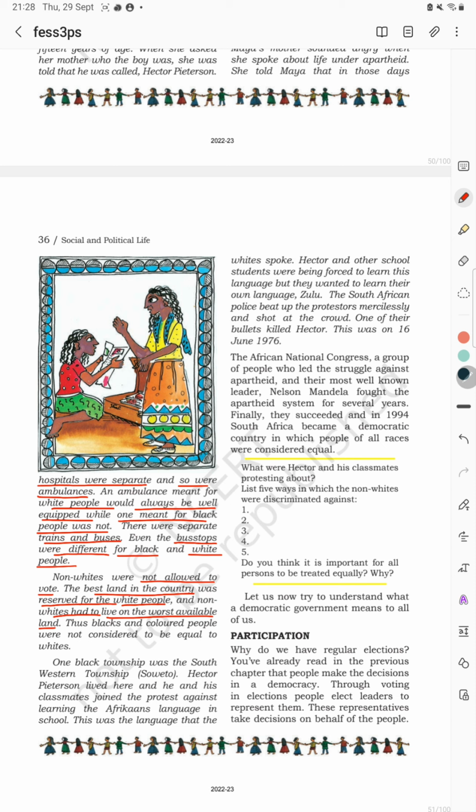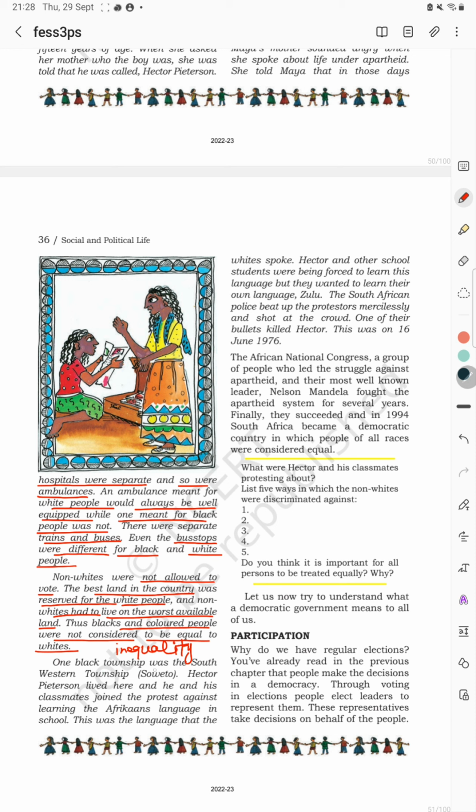There were different races, there were different laws for different races, but there was no equality. It was discrimination or injustice to non-white people. Thus blacks and colored people were not considered to be equal to whites. So clear case of inequality. Inequality means injustice. Okay.